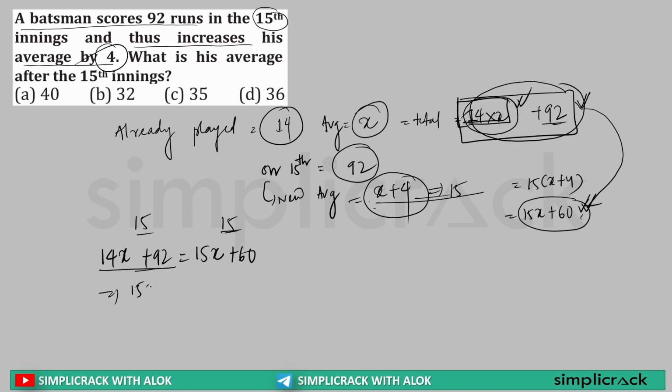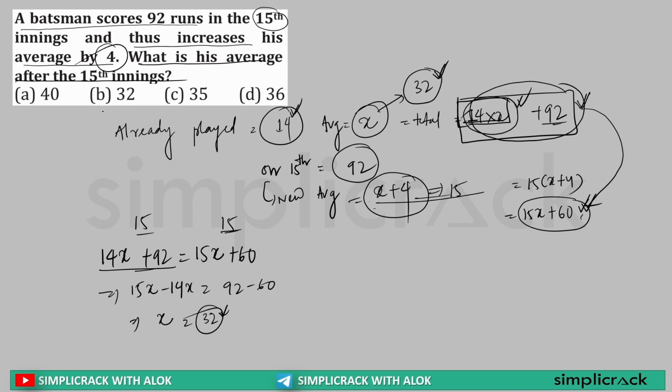Now, sir, this can be solved as 15x minus 14x is equal to 92 minus 60. So, sir, x is equal to 92 minus 60, that is 32. Yes or no? Yes. Now, x is 32. That means x is the average of 32, the average score of 32 till the 14th innings. It has asked what is his average after the 15th innings.